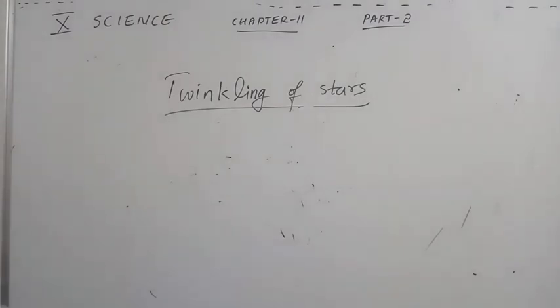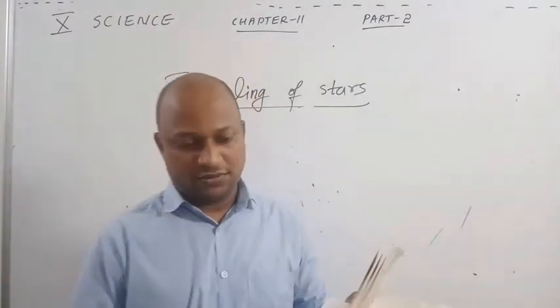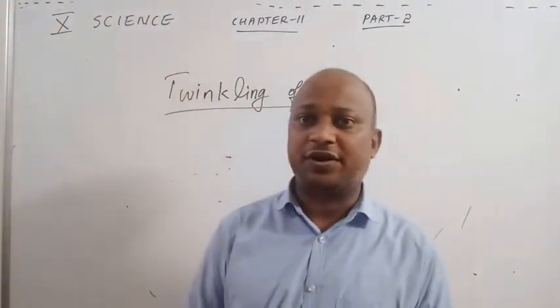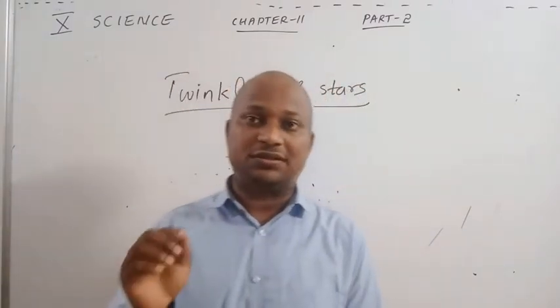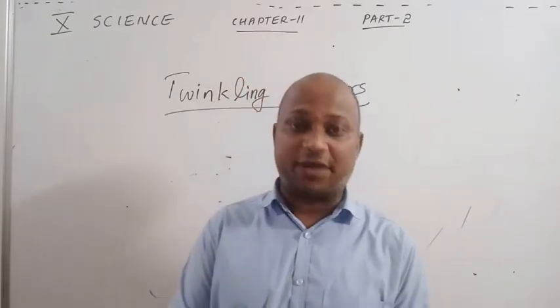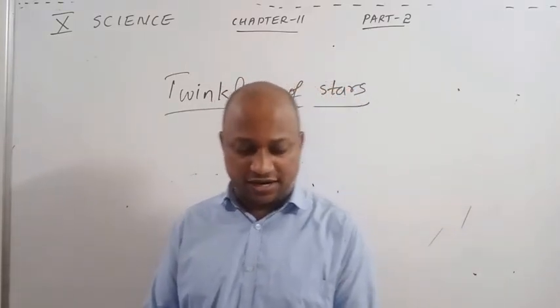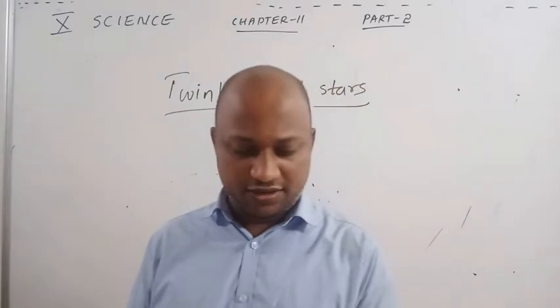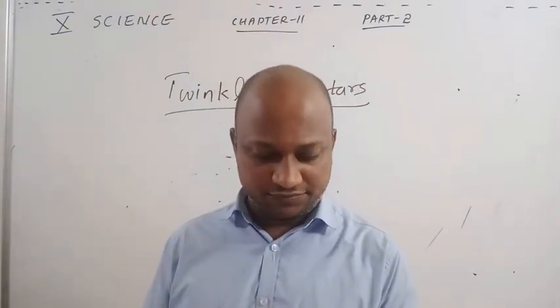So I will read out the answer from your textbook. I will read out the point from your textbook, how you should underline and learn it. So for twinkling of stars, there's a paragraph given and it is written: the starlight on entering Earth's atmosphere undergoes refraction continuously before it reaches the Earth.